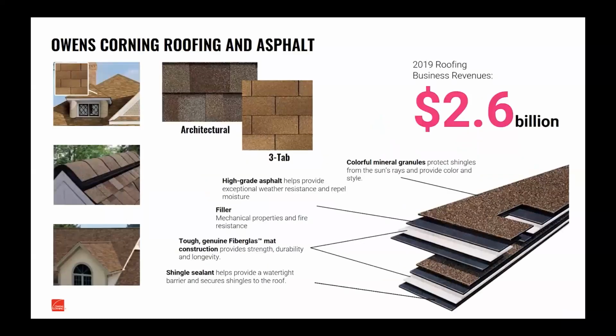So for our digital twin case study, our initial rollout was in 2 of our residential roofing plants. Roofing alone was a $2.6 billion business in 2019. Our shingles are comprised of a glass fiber composite that's coated with an asphalt filler mixture and mineral granules. The plant in this particular rollout produces architectural shingles and a 3-tab residential shingle.